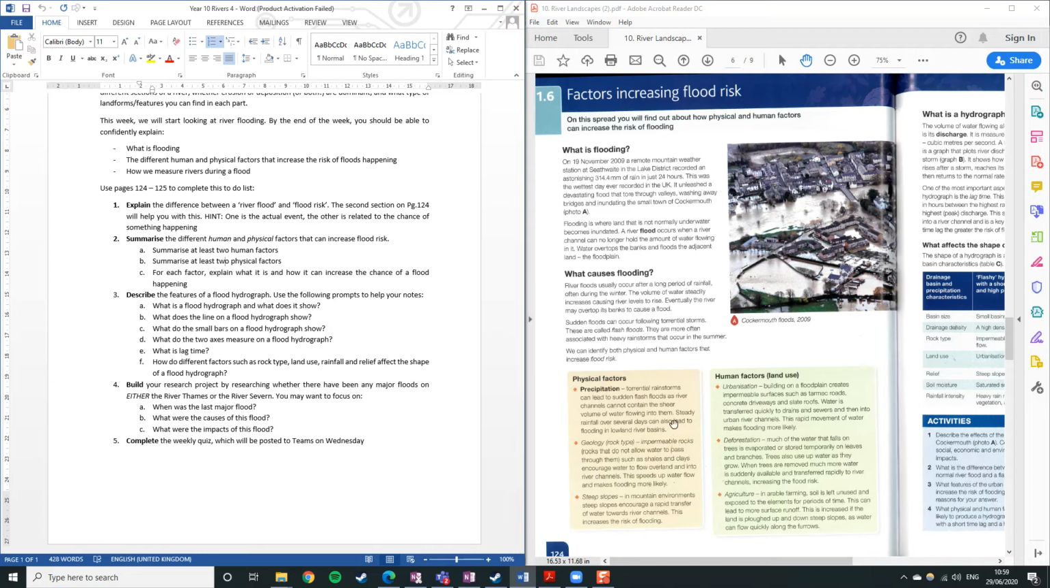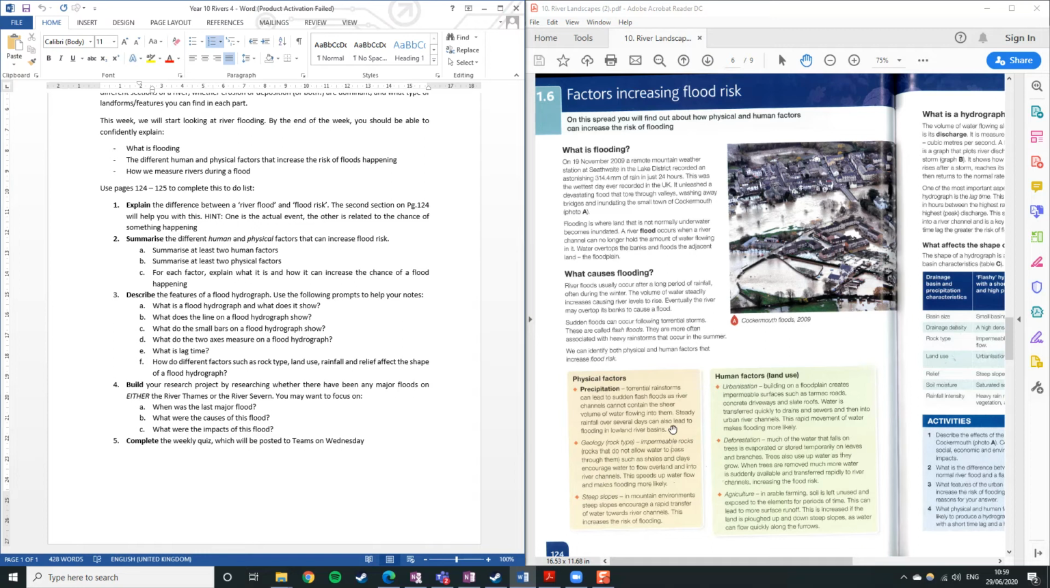So let's do one together. For example, I'm going to look here at precipitation, so rainfall. Now you might already be thinking, Mr. Davidson, that sounds really simple. Good, let's go through it together then. So precipitation is simply rainfall, or snow for example, or hail, but it's rainfall over an area.